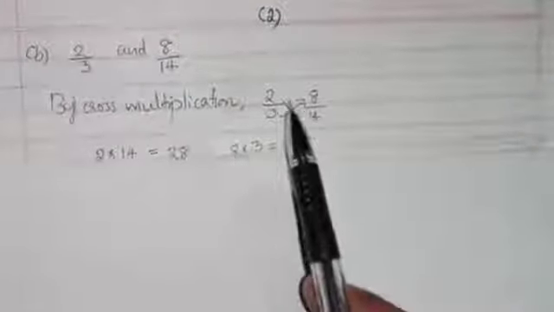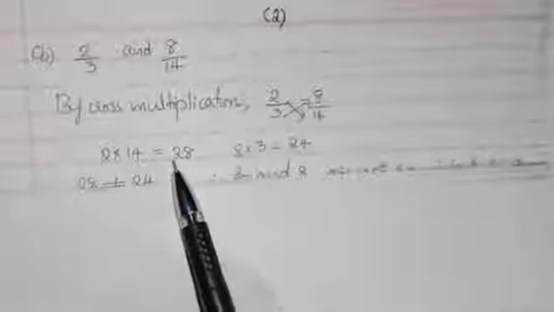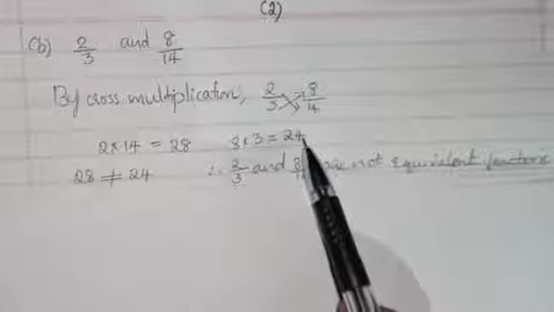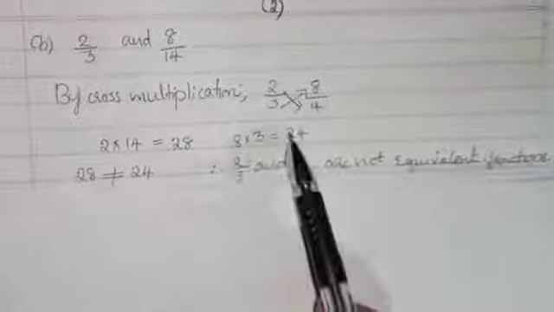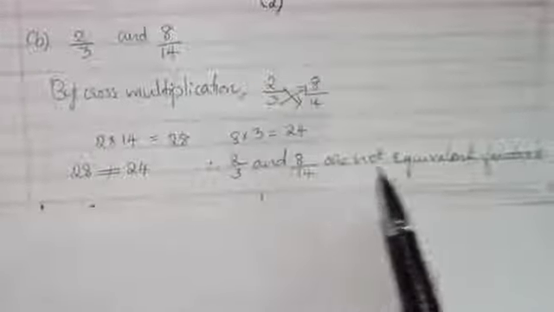Next pair, 2 by 3 and 8 by 14. By cross multiplication, 2 into 14 and 3 into 8. 2 into 14 is 28 and 3 into 8 is 24. So 28 is not equal to 24. They are different. So 2 by 3 and 8 by 14 are not equivalent fractions. Their cross products are not equal.